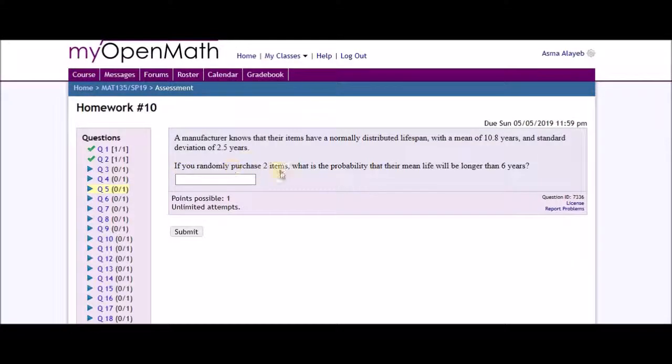By reading this question, I understand I'm dealing with the distribution of the sample mean, because I have a sample and I'm looking for the mean life of the item to be longer. What is the probability that the mean life of the item is going to be longer than 6 years? So I'm going to draw that. I have the distribution. This is the distribution of the sample mean. All of those numbers are X bars.